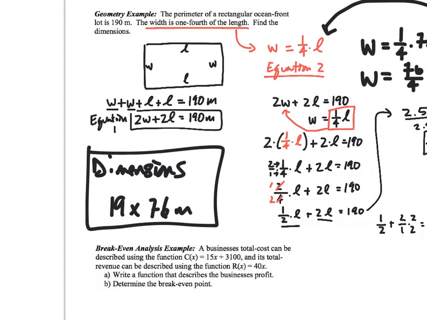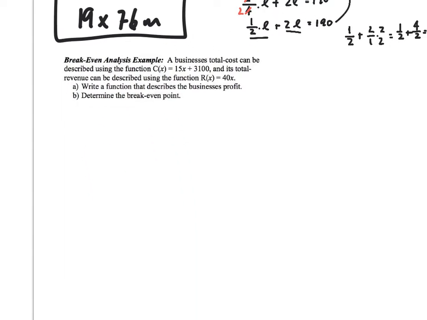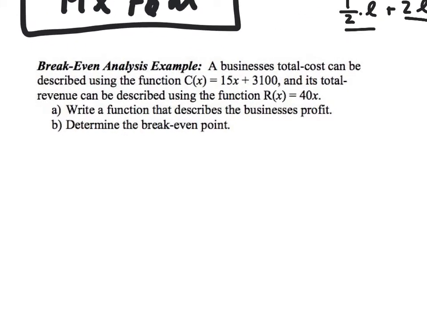All right, the next one we've got is called the break-even analysis example. So a business's total cost can be described using the function C of x is equal to 15x plus 3100, and its total revenue can be described using the function R of x is equal to 40x. Now, what I know is this, okay? When you're talking about cost and revenue, what do those mean?